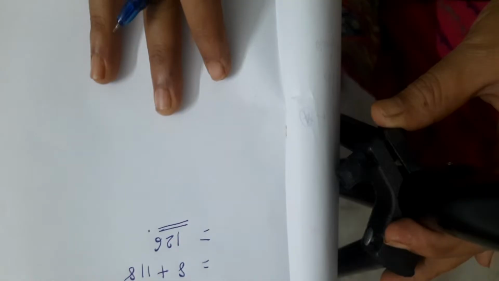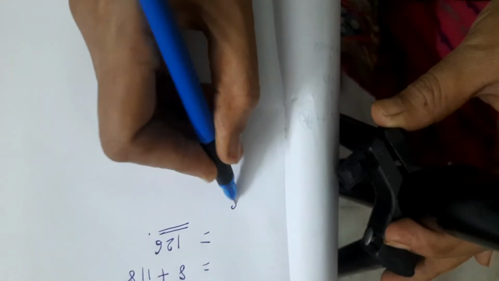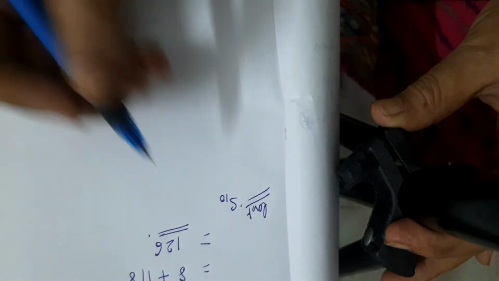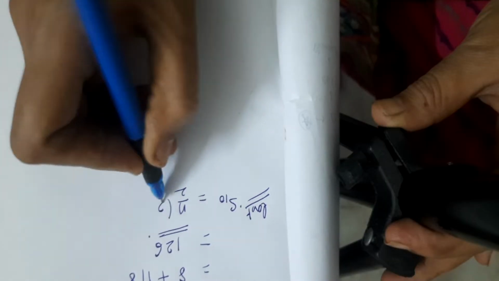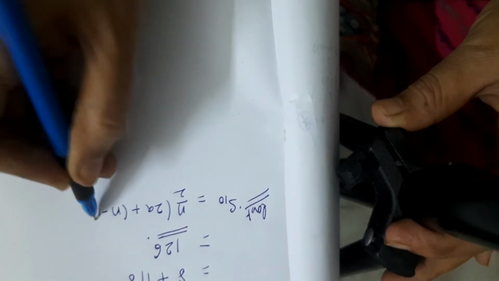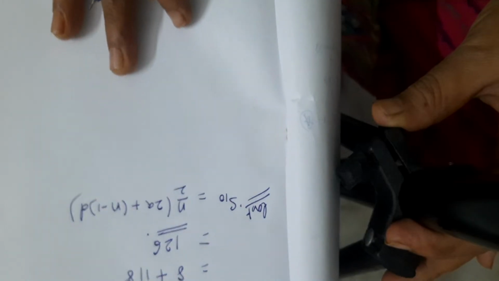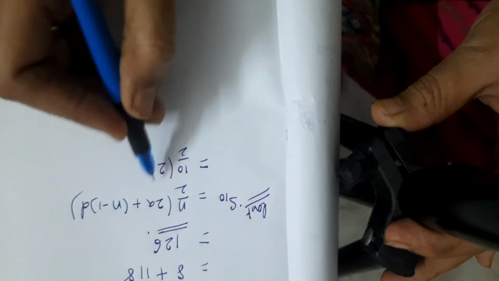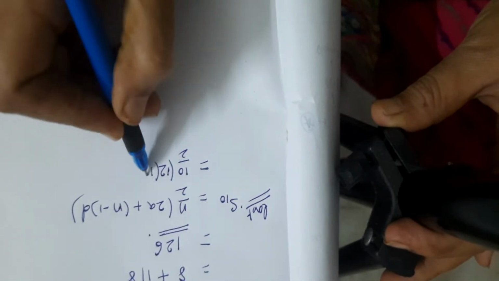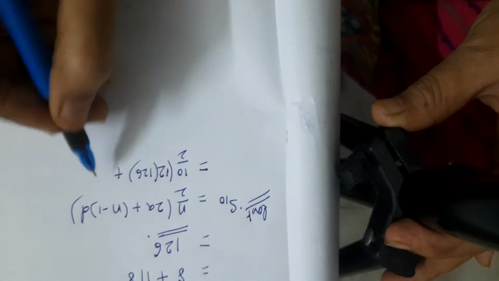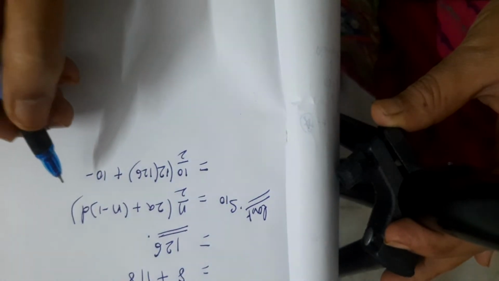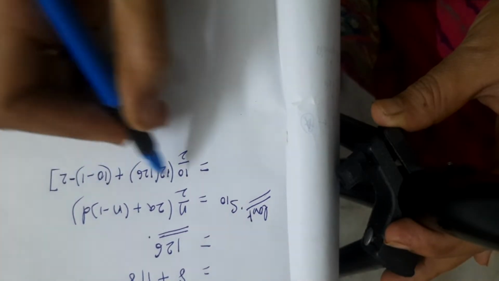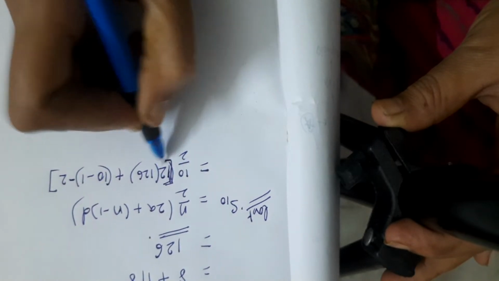We need to find the sum of 10 terms from the last. Applying the sum formula, it is n by 2 times (2a plus (n minus 1)d). n is 10, a is the last term we calculated, 126, so 2 multiplied by 126. We need 10 terms, so n is 10, 10 minus 1. d is minus 2. Whenever we calculate from the back, d is taken negative.